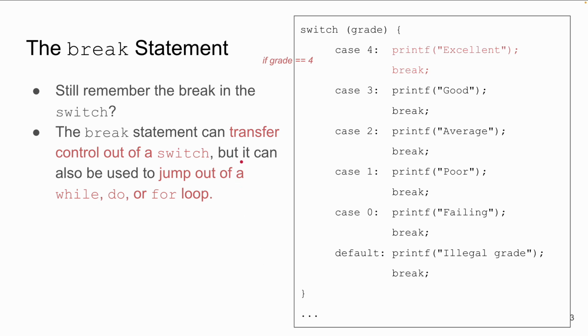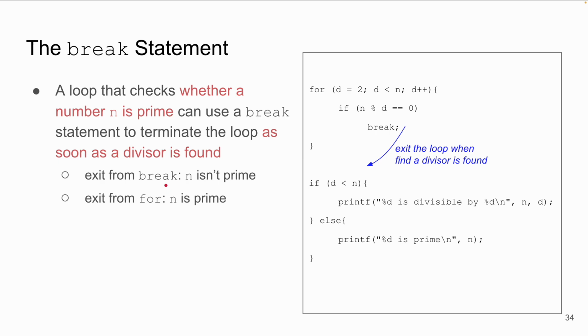However, we can also use the break statement to jump out of while, do, and for loops. So let's check out how we can use the break statement with these loops. Here is an example of the for statement, and I have the break statement here. What this example wants to do is to check whether a number n I have here is a prime, a 质数. So this is a small program to check whether number n is prime.